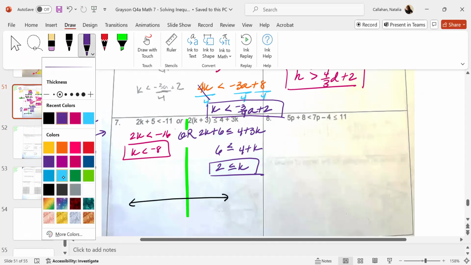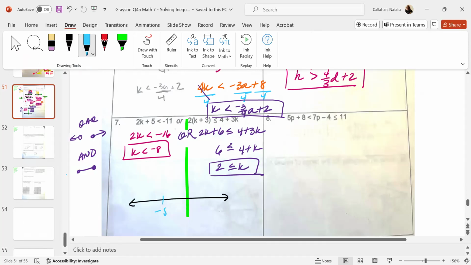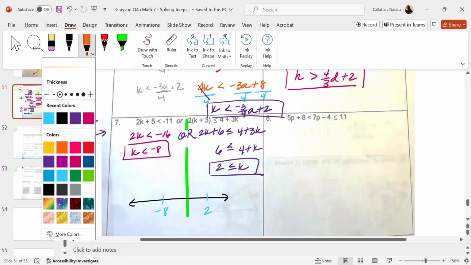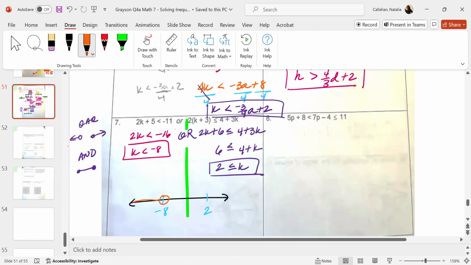Then when you graph them, you always start with the negative or smaller number on the left, bigger number on the right, and then shade. Negative 8, open circle to the left. 2, open circle to the right. And this is or. It's kind of like a boat, you know, because the oars are on both sides.